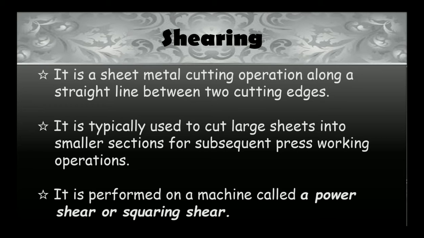So let's go to shearing. It is a sheet metal cutting operation along a straight line between two cutting edges. It is typically used to cut large sheets into smaller sections for subsequent press working operations. It is performed on a machine called a power shear or squaring shear.